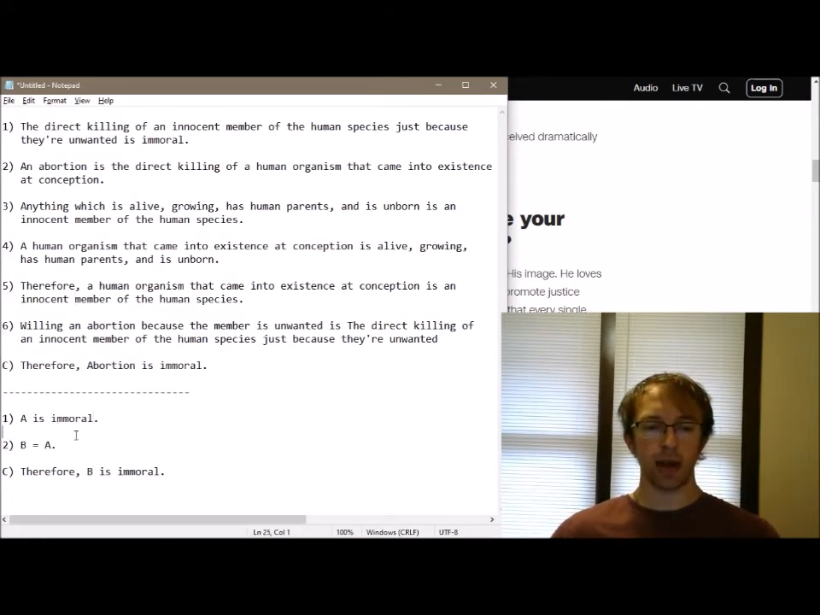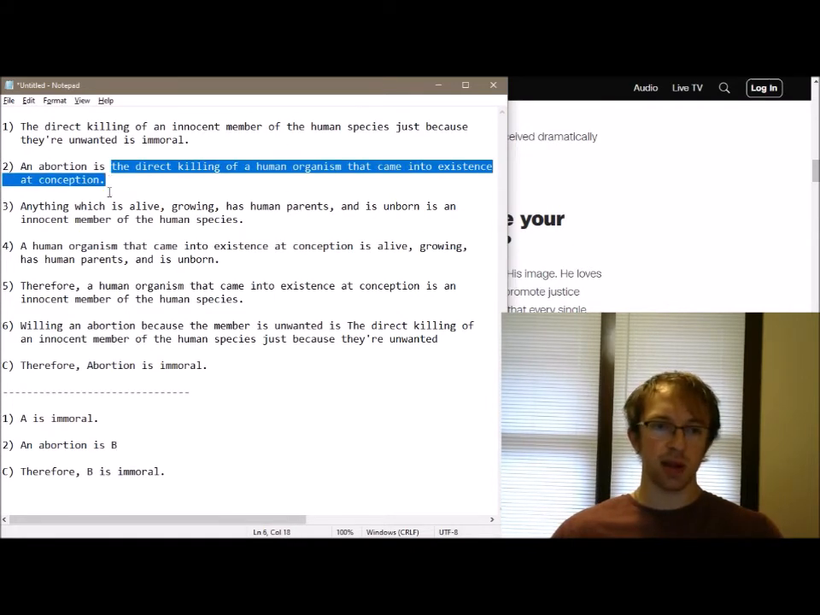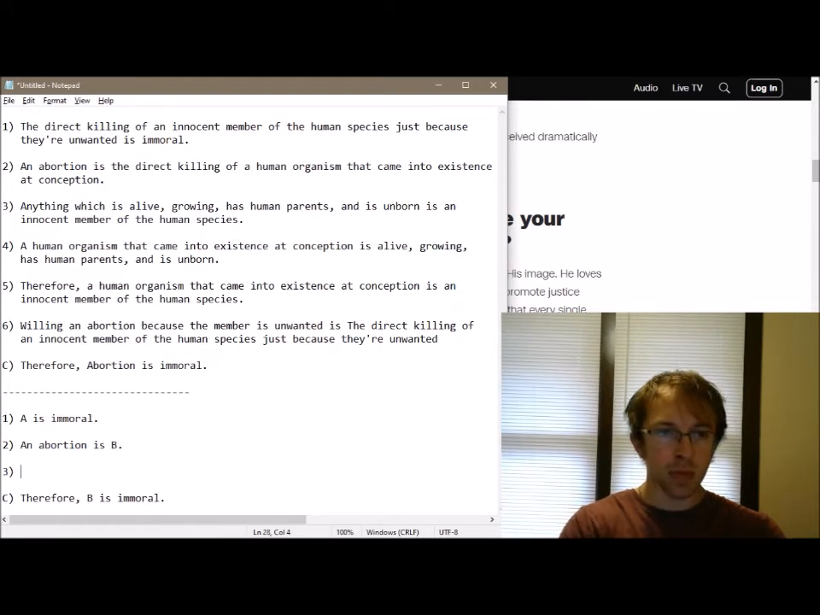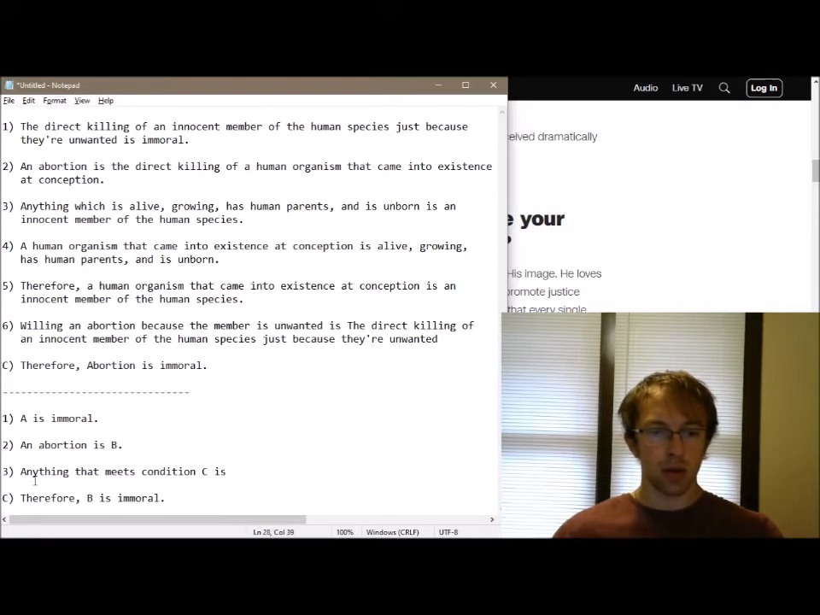Okay. We're going to try and put it back into a logical format. So premise one is still A is immoral, okay? Look at premise two. An abortion is B, right? We're saying an abortion is B, which is the direct killing of a human organism that came into existence at conception. Okay. Let's change premise two: abortion is the killing of B. And in premise two here, B represents a human organism that came into existence at conception.